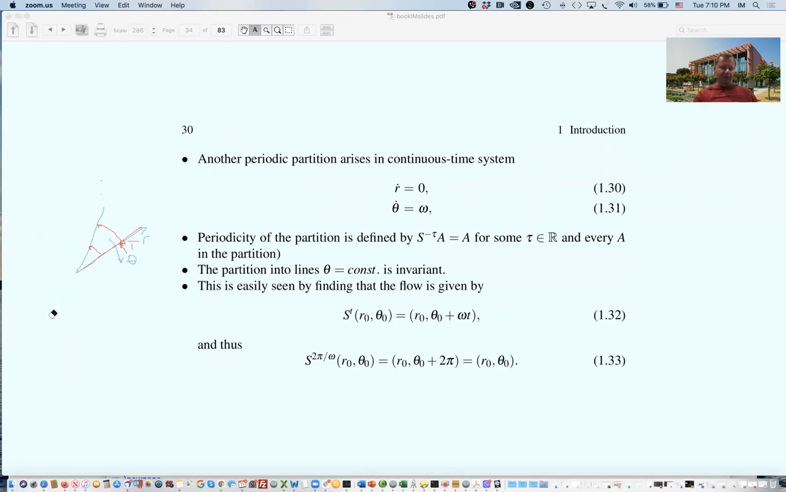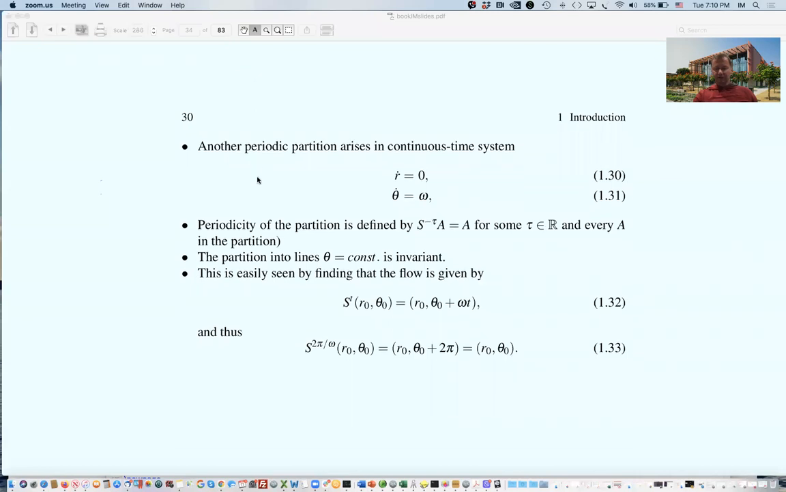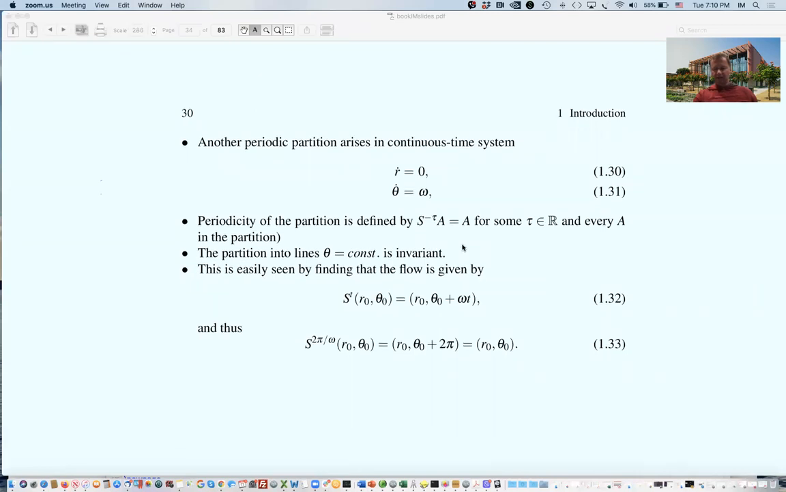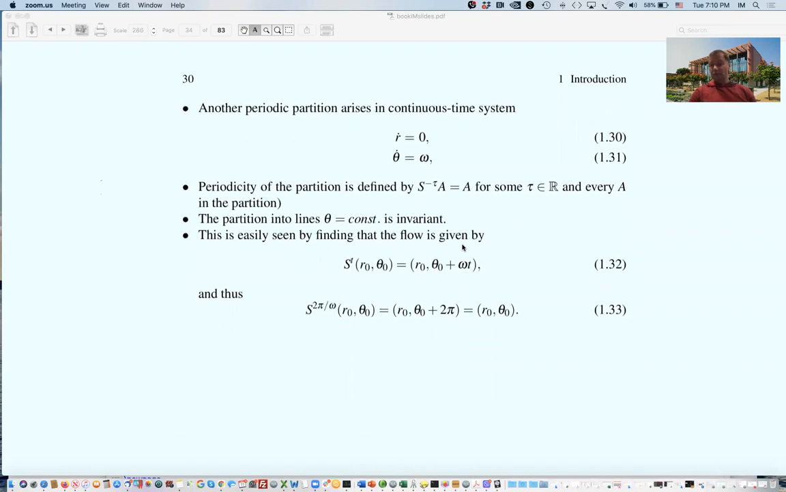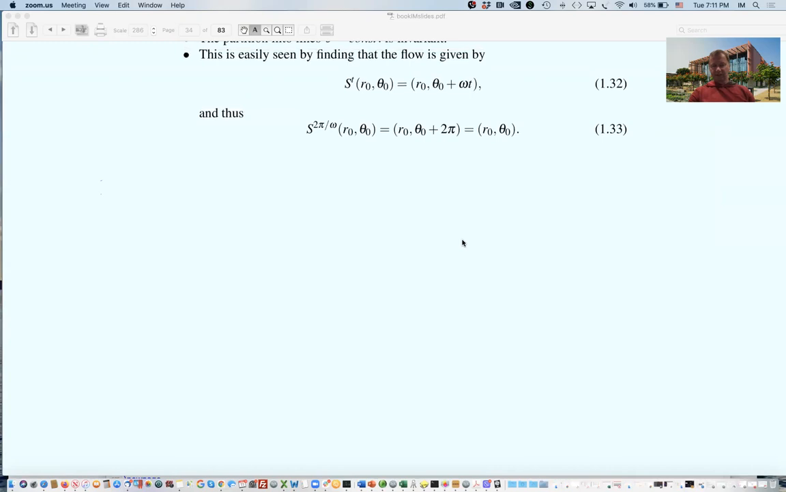Okay, so the partition into rays here is a periodic partition. Partition into constant R is an invariant partition. In fact, a fixed partition. Every set is mapped into itself, and so those two partitions are, one would argue, physically important. R is equal to constant corresponds, for example, for the harmonic oscillator to constant energy, and theta is equal to constant corresponds to constant phase. So both are physically quite important, and that's the set of ideas that pertains to these partitions of state space.